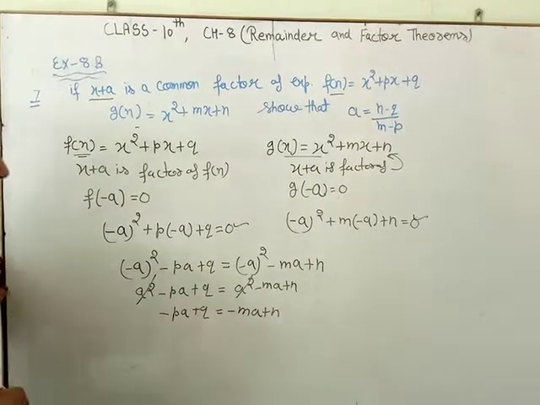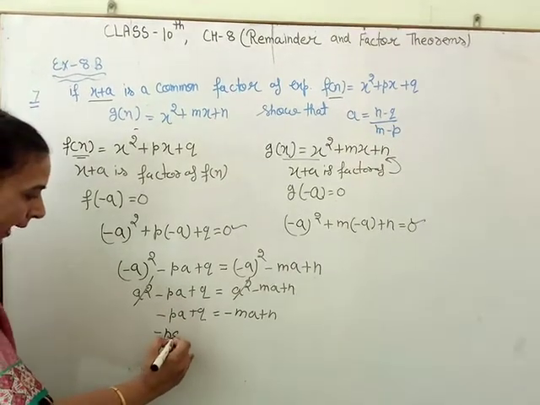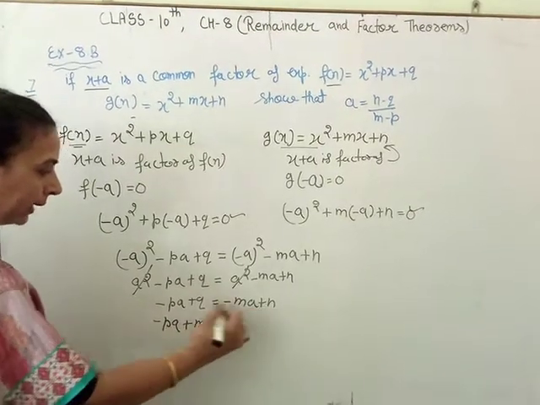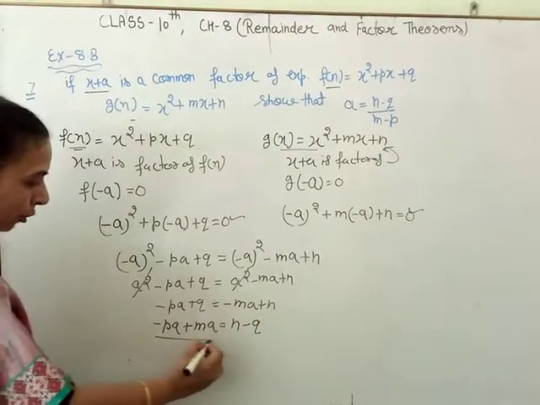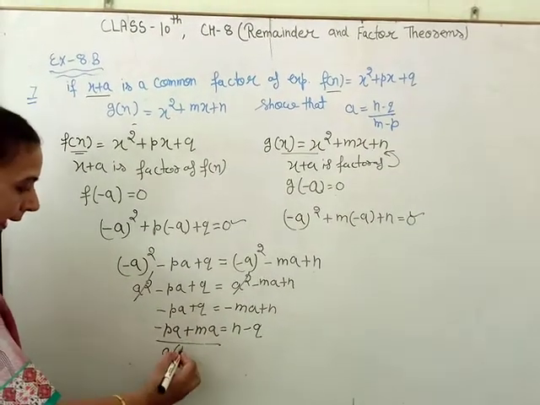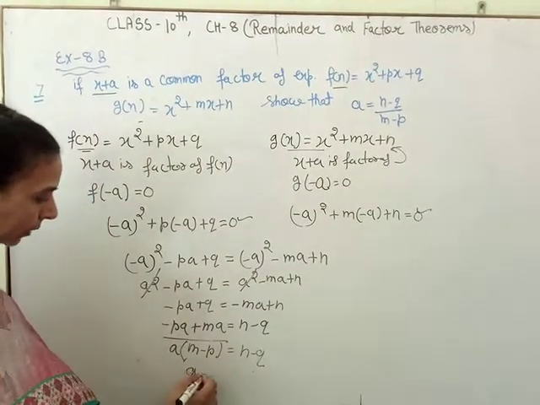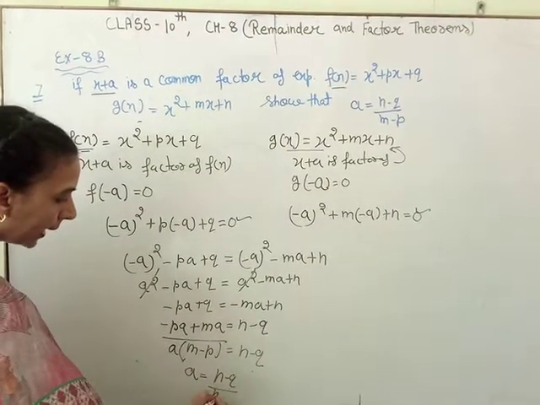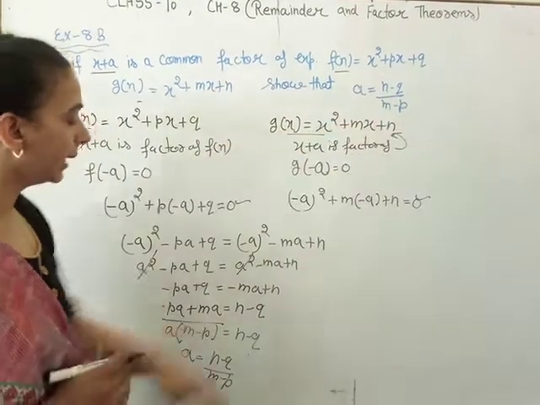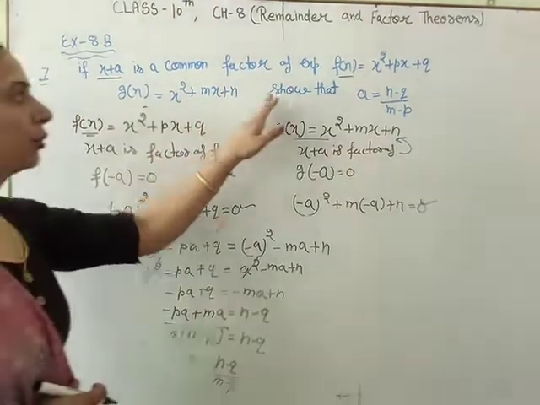Okay, student. Again, we take the terms of a on one side, minus pa as it is. Then we take this on the left side, plus ma equals n minus q. Student, we take a common. If we take a common, then m minus p. m minus p equals n minus q, and a equals n minus q by m minus p. Now we have to show that a equals n minus q by m minus p. Then it is the same as it is. Hence proved. Hence we have shown this.